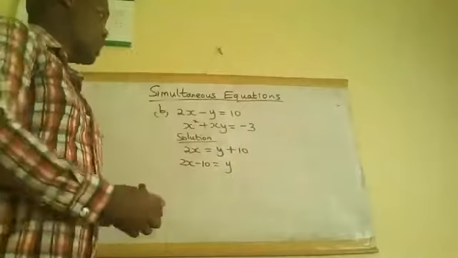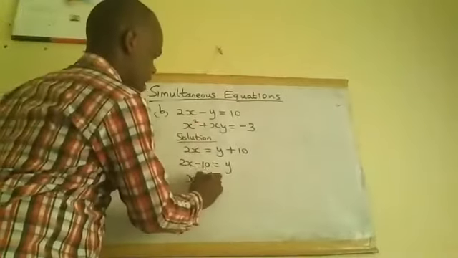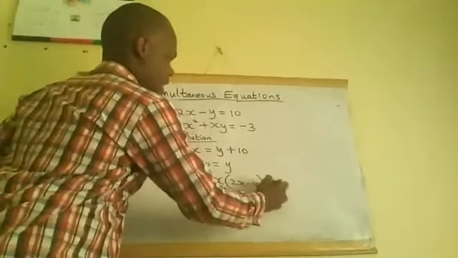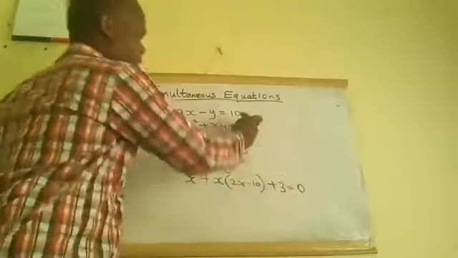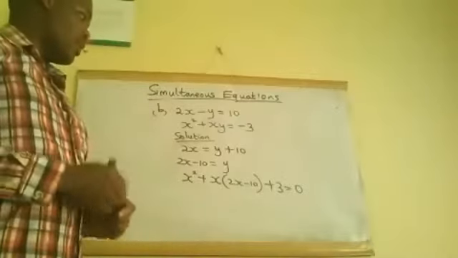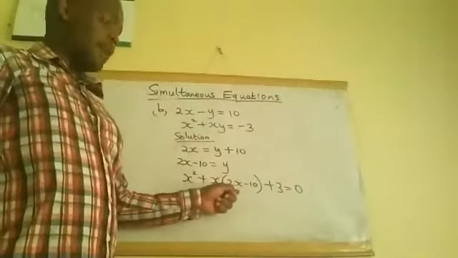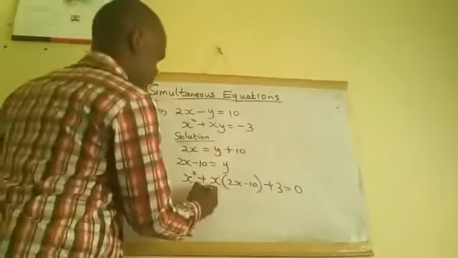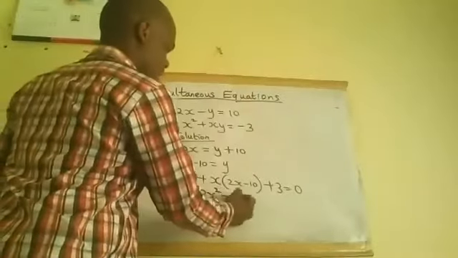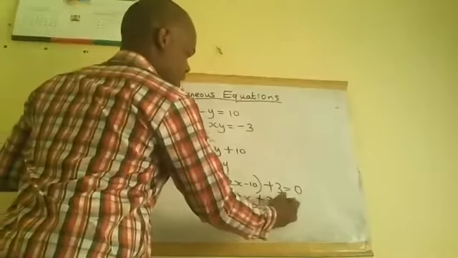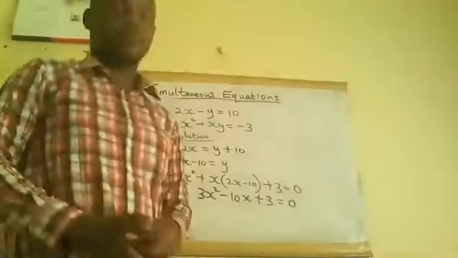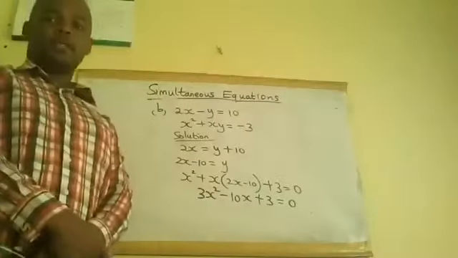So you substitute it in the second equation. So you'll be having x squared plus x, in place of y, write 2x minus 10, and then plus 3 is equal to 0, because we now want to write it in the form ax squared plus bx plus c. So this is x squared plus 2x squared, that is 3x squared, then minus 10x plus 3 is equal to 0. So write that.